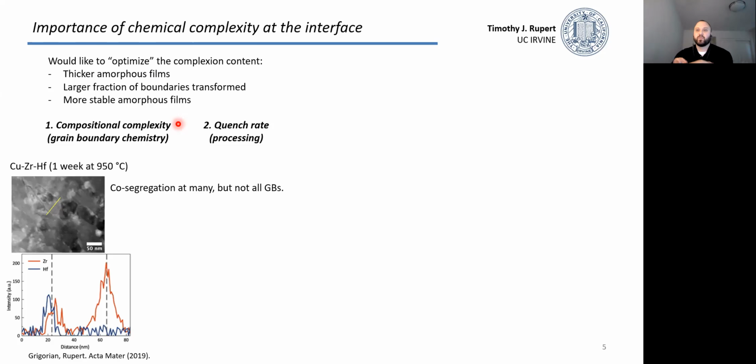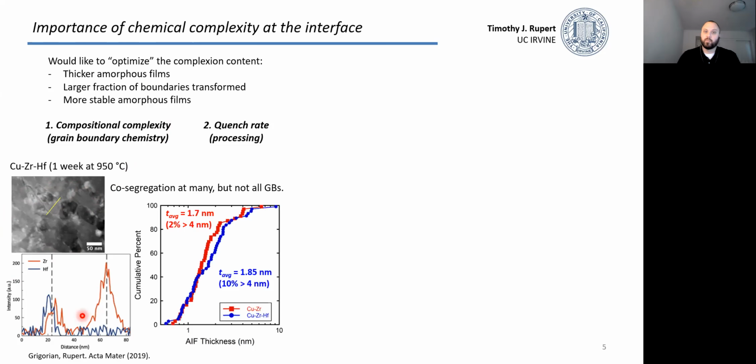So for looking at grain boundary chemistry, we can hypothesize that if you increase the chemical complexity, maybe you can get these thicker amorphous films. So we can go from the copper zirconium binary alloy to a copper zirconium hafnium ternary alloy. We find that we get segregation to most of the boundaries. But more importantly, if we go in and measure all of the amorphous films in our microstructure, as many as we can see, we can measure their thickness and then make a plot that's a cumulative distribution function of that amorphous intergranular film thickness. What we find is that the binary curve is shown here in the red, and the ternary curve is shown here in the blue. Now, the point is that this curve is pushed to the right, which means we see thicker amorphous complexions in the ternary sample.